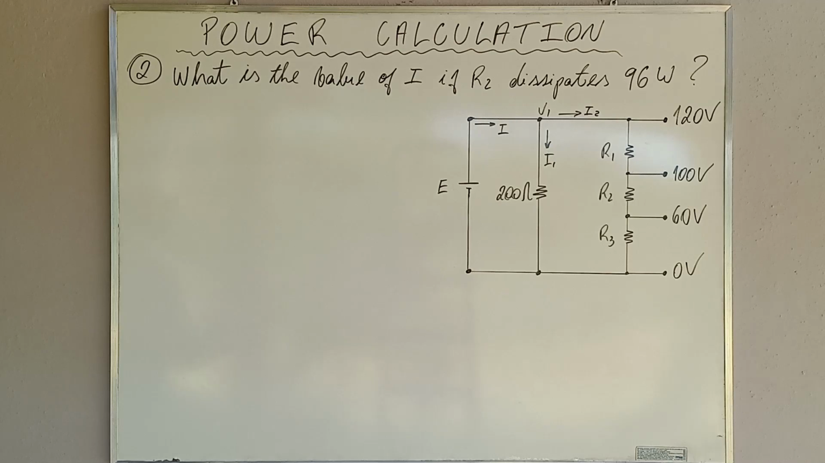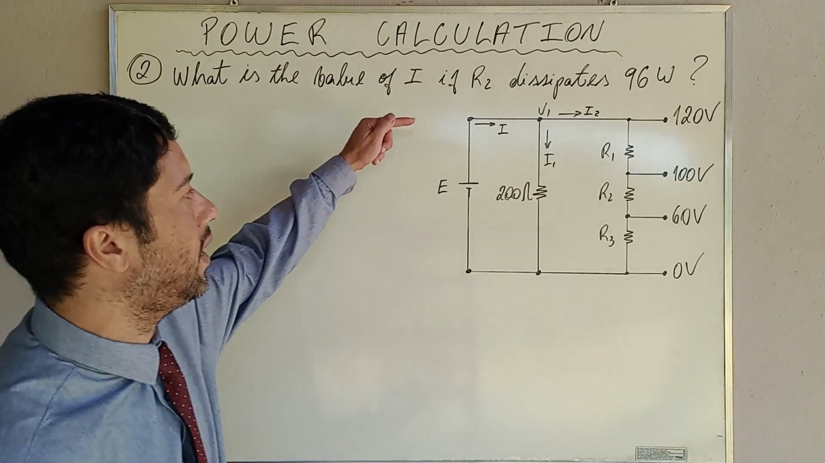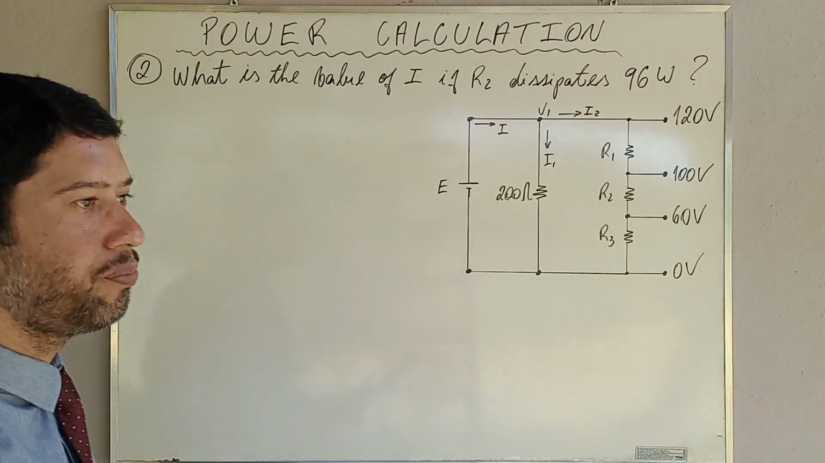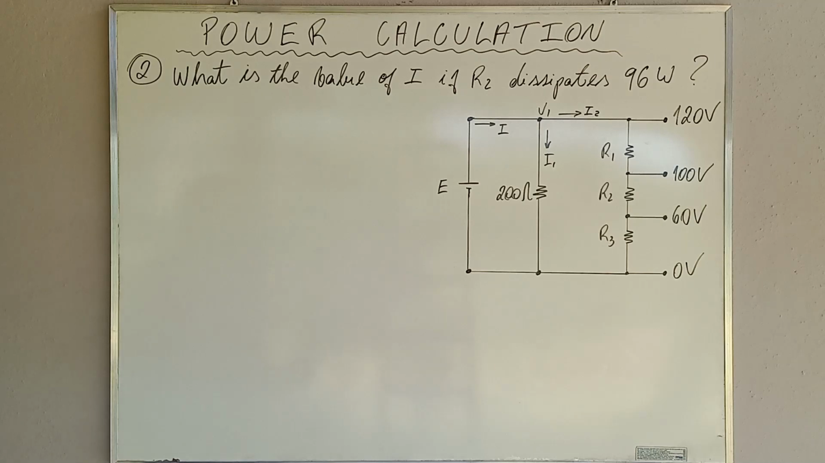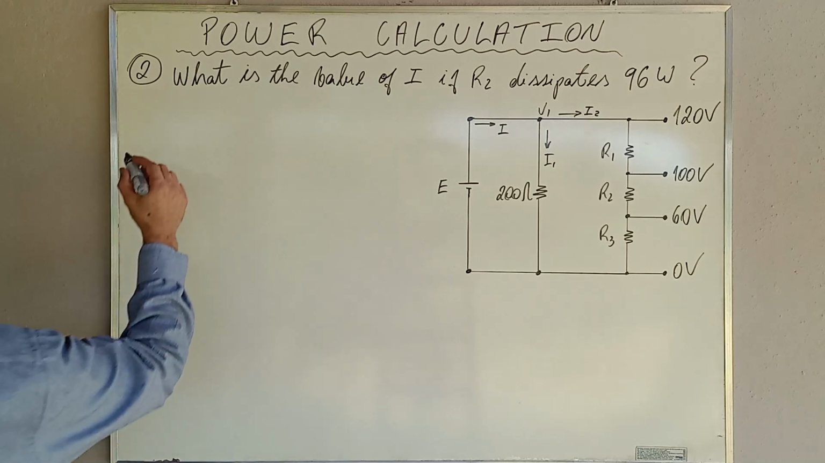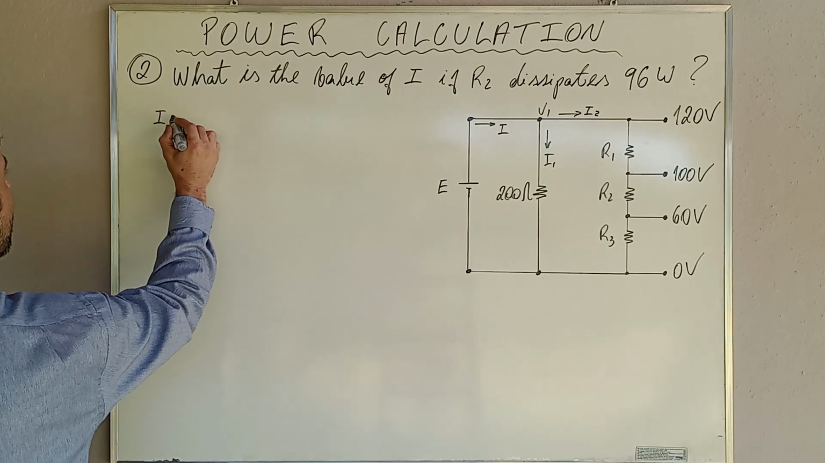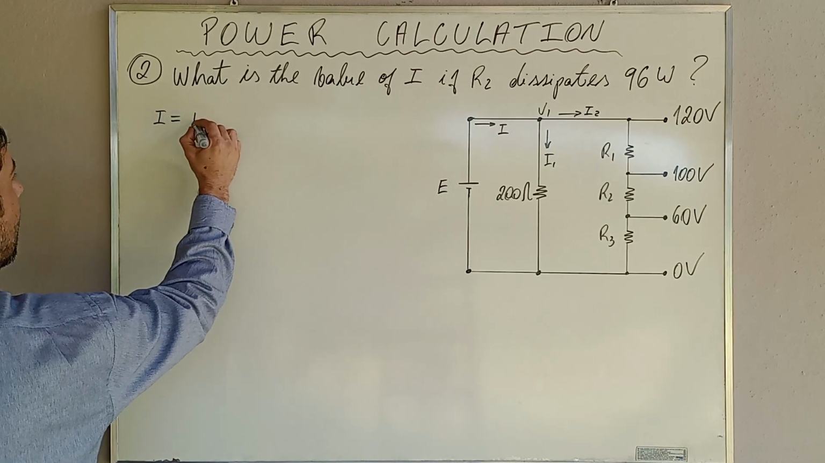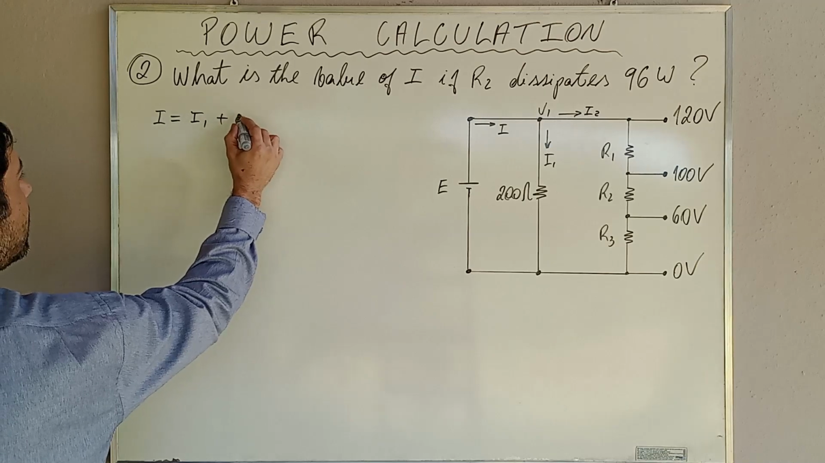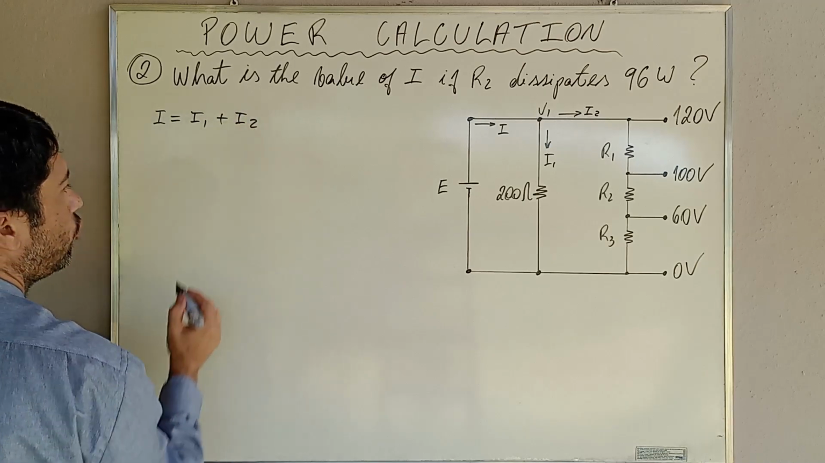Applying KCL at the node, we will obtain the following. Remember that the sum of the currents that enter a node has to be equal to the sum of the currents that leave the node. In this way, I is equal to I1 plus I2.